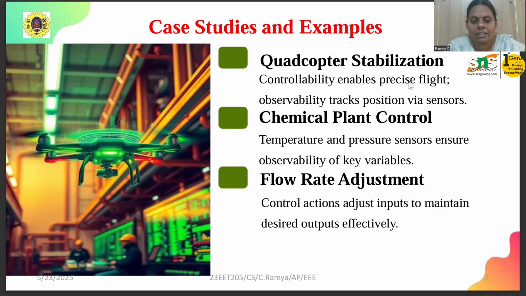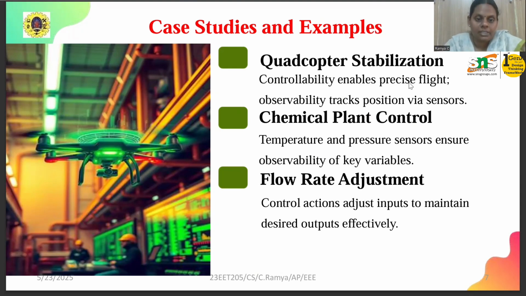Whereas in chemical plant control, the temperature and pressure sensors ensure the key variables become observable, enabling precise control decisions. And in flow rate control, the pumps and valves adjust based on the flow feedback, and we can say it is another live example of the concepts in action.